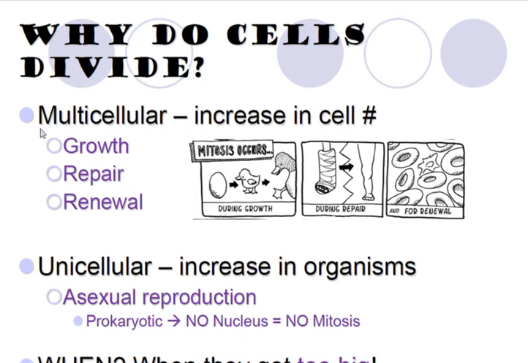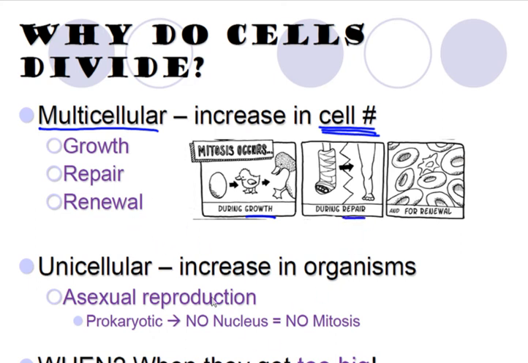If it is a multicellular organism, there's a whole bunch of cells in that organism. The purpose of cell division is to increase in cellular number. Now, the reason why you'd want to increase in cellular number is for overall growth. If you compare yourself now compared to 10 years ago, you've probably gotten taller, you've probably gained more weight. The reason why you are bigger is because you have more cells.